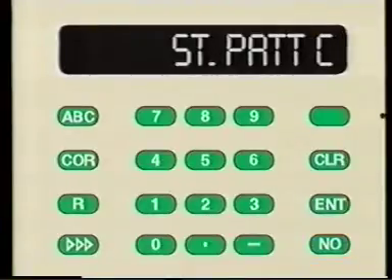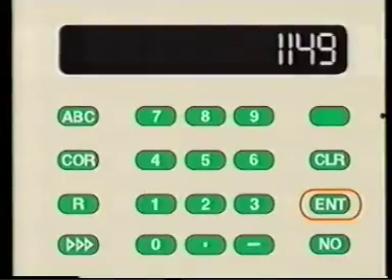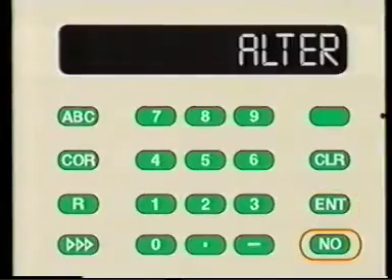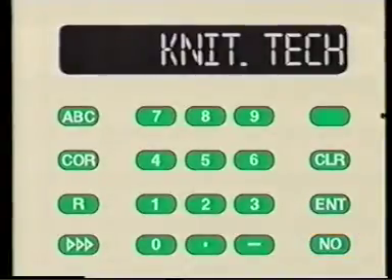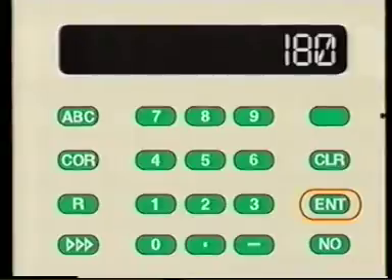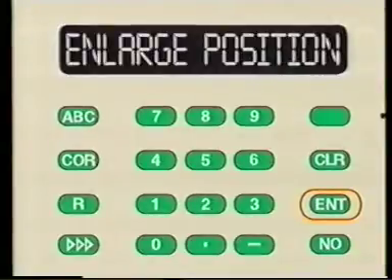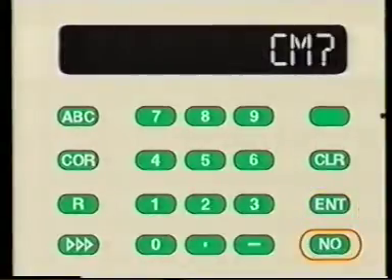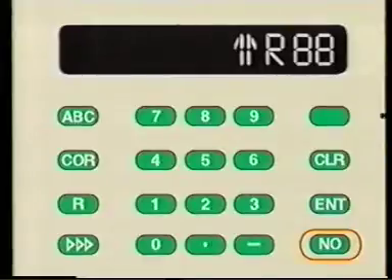Use pattern number 1149. Press Enter. Press No. Press 180. Press Enter. Press Enter. Measurements in centimeters? Press No. The original pattern will have a height of 88 rows. The computer is asking if this is the correct height. Press No.